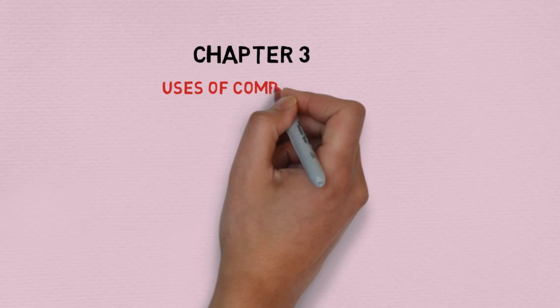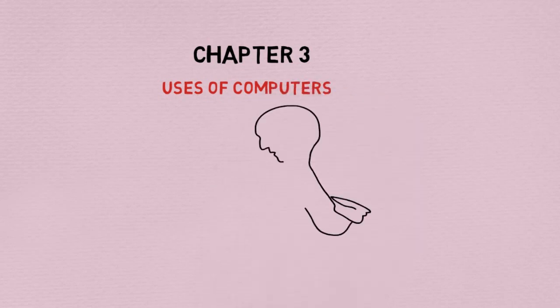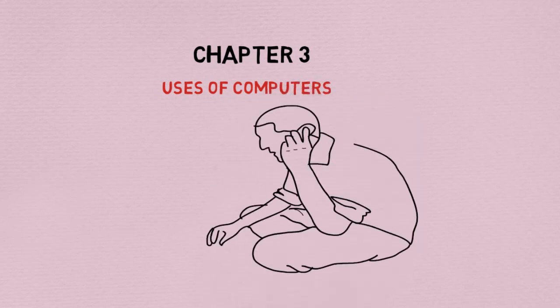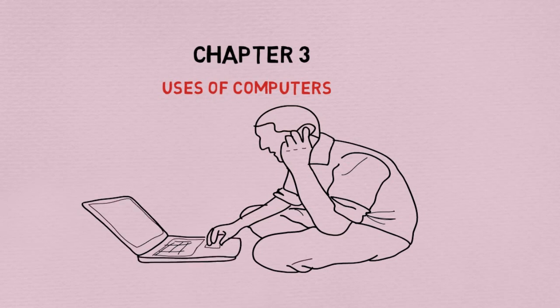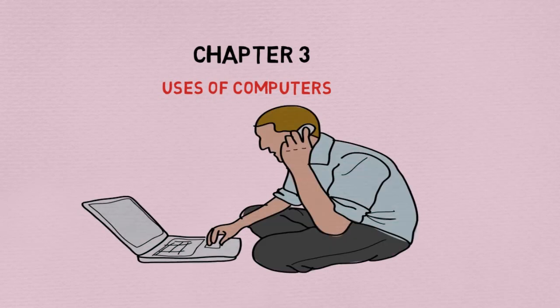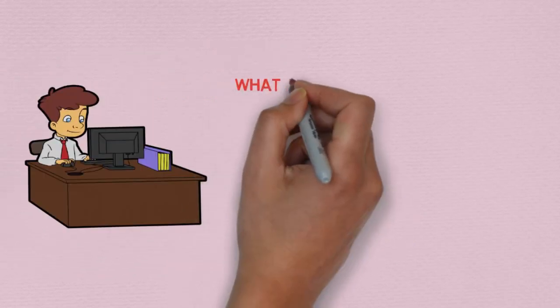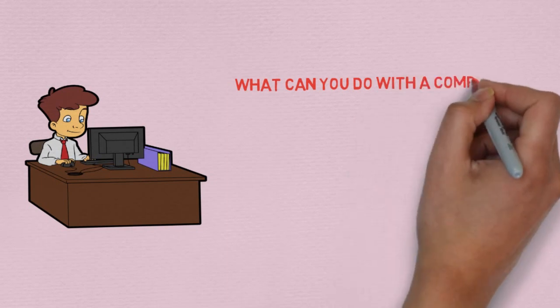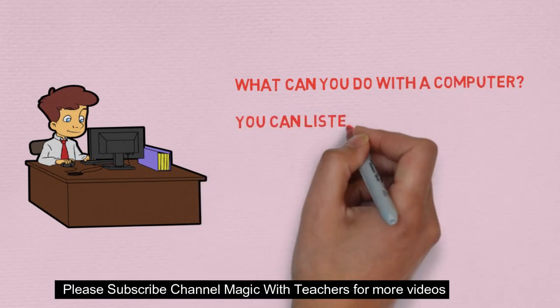Beta, in computer series, we will discuss chapter number 3 today. Uses of computer. You all know now what is a computer. Okay, so let's start. Now, we have a boy. The name of this boy is Hrithik. You know, what you can do with a computer?